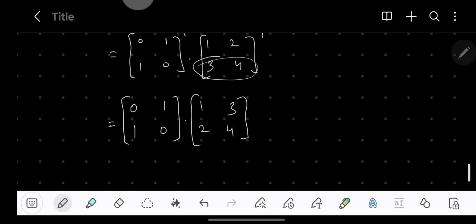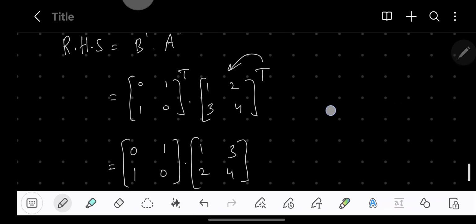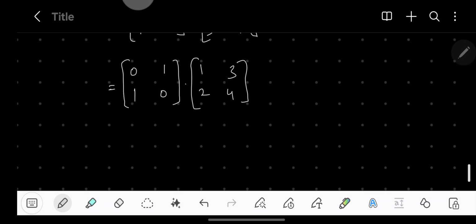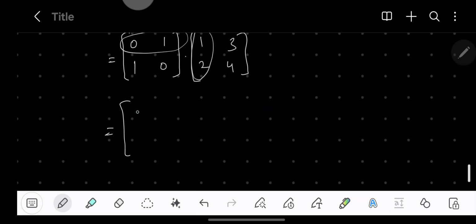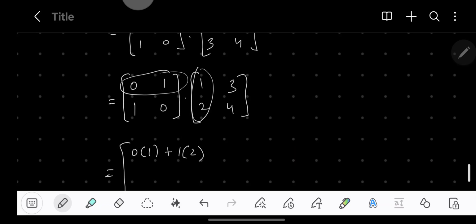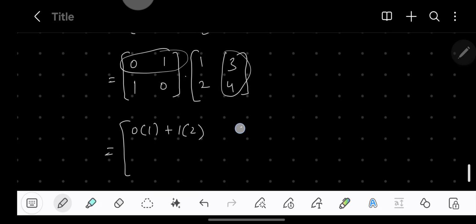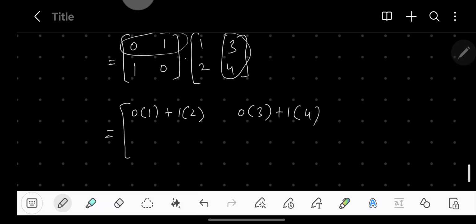Now transposes are applied. Now we have to multiply these two matrices. First I will multiply the first row with the first column, so 0 times 1 plus 1 times 2, and then the first row with the second column, which is 0 times 3 plus 1 times 4.